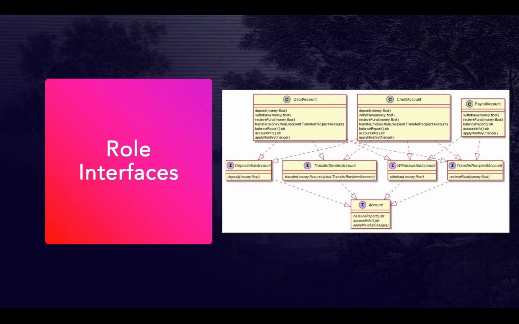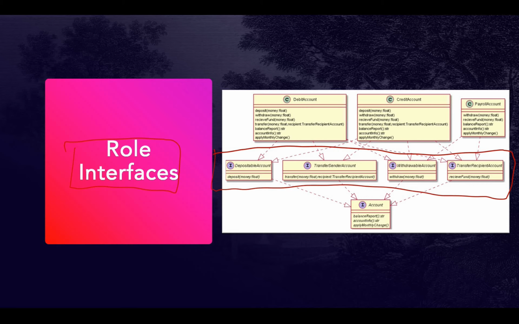So this is a very complicated looking diagram right here. But the best way to design these diverse systems is by refactoring your architecture to have diverse role interfaces. So these are interfaces that identify specific roles themselves. So instead of having 3 accounts that realize one account, you have intermediate role interfaces right here. You have depositable accounts, transfer sender account, withdrawable account, and transfer recipient account. And if you notice the relationship right here, these are abstractions that realize the account abstraction as well. So these are realizations of the account.